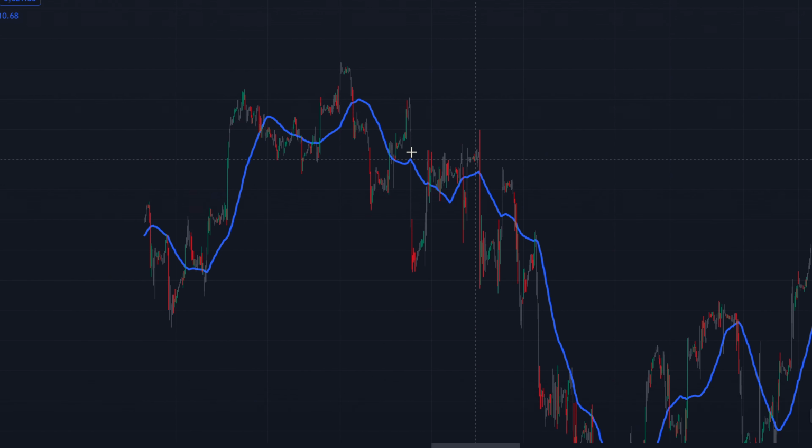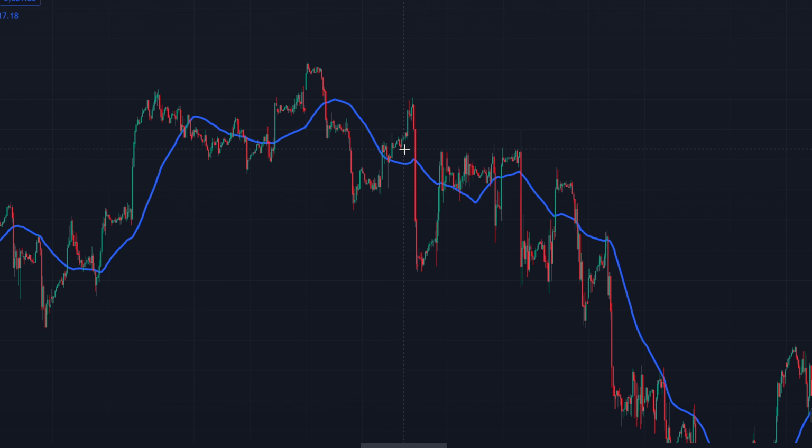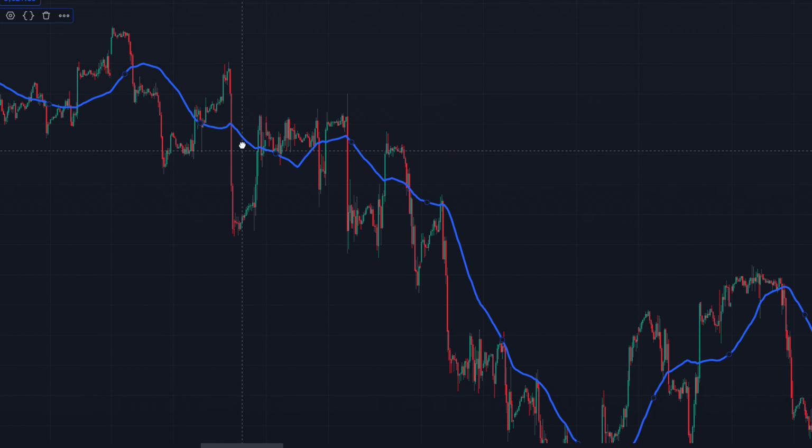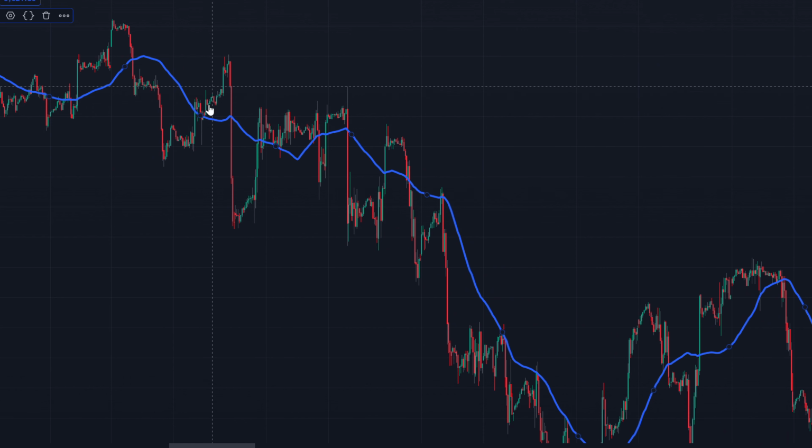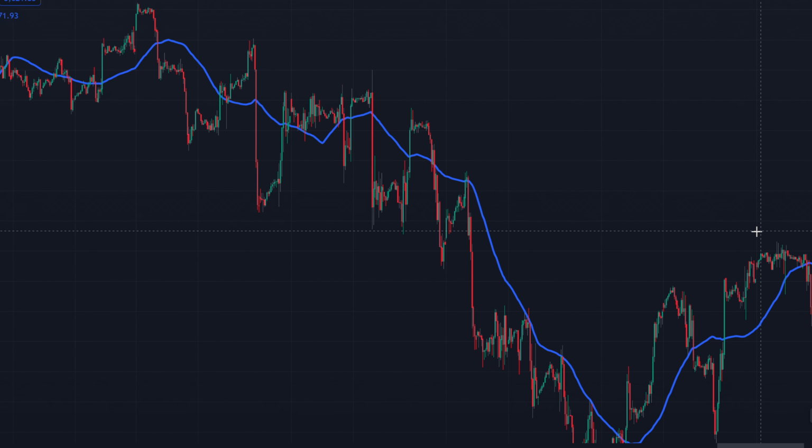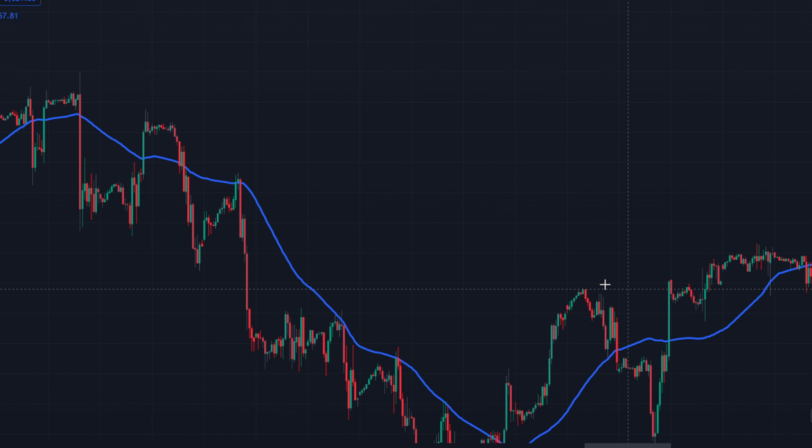When the 50 EMA is above price, it suggests a potential bearish market and downtrend. Conversely, when it lies below price, it indicates a potential bullish market and uptrend. If the 50 EMA intersects with price, it signifies a sideways market or consolidation phase.